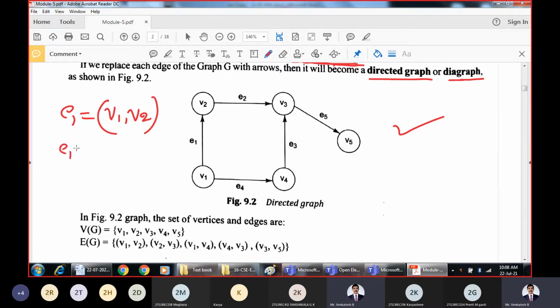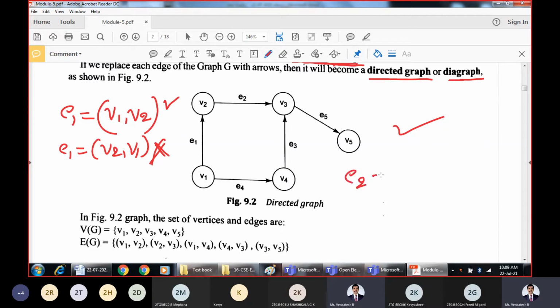And this edge we cannot define like this, V2 comma V1. No, this is not allowed. Why? Because it is a directed graph. E1 is a directed edge. Only the path from V1 to V2 is possible. You cannot come from V2 to V1. So that is not allowed. This is a correct edge, whereas this is not an edge. But if it is an undirected graph, then it is possible in both directions.